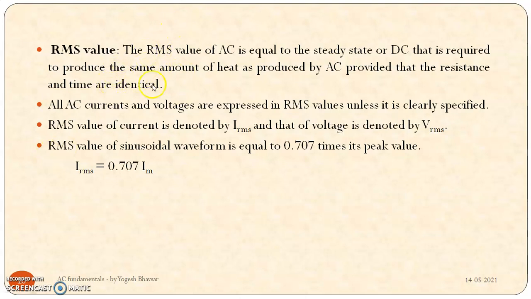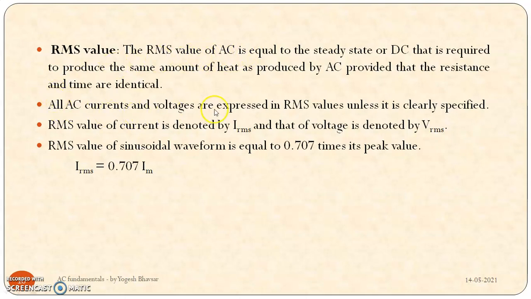If we see the definition, the RMS value of AC is equal to the steady state or DC value that is required to produce the same amount of heat as produced by AC, provided that the resistance and time are identical. This is the typical definition of the RMS value. It equates the AC with the DC steady state value for the same amount of heat produced.